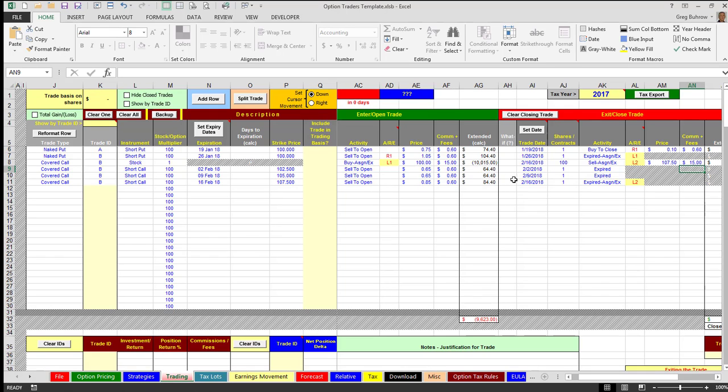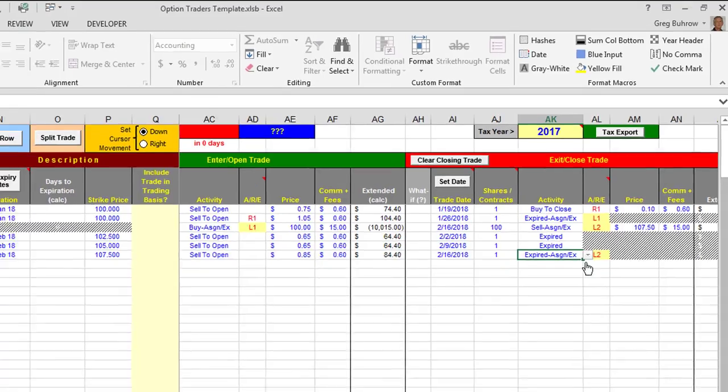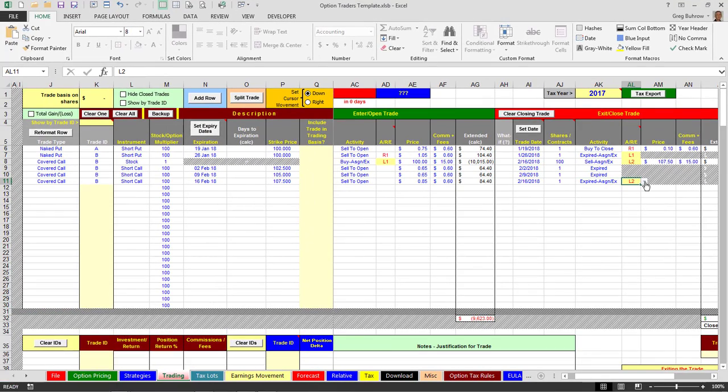I opened it, and then the stock surpassed my strike. I was exercised. The drop down states that this was expired and it was an assignment or an exercise. Now I'm using link 2. It's important not to reuse these. Here's my first roll, my link of my assigned put. Here's link 1. Now here's link 2. I'm linking it to the sale. Now here's was my original purchase.